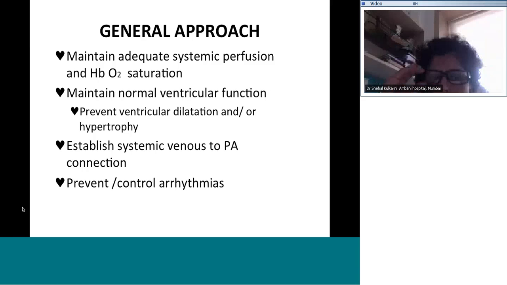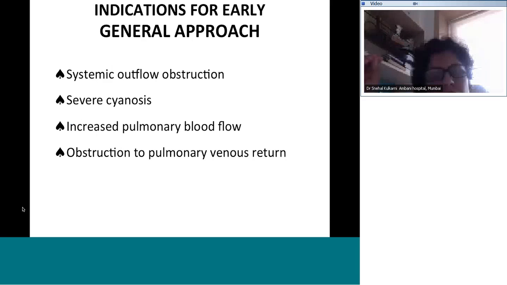At some period of time, we know that we have to establish a systemic venous to pulmonary artery connection, and we have to prevent and control the arrhythmia. So this is in general the approach when you see a single ventricle, and we have to do the subsequent surgeries, because we know this is a palliation. It all depends upon or works on your pressures, anatomy, resistance. So we have to keep all these physics parameters perfect. Then only the circulation is going to work.